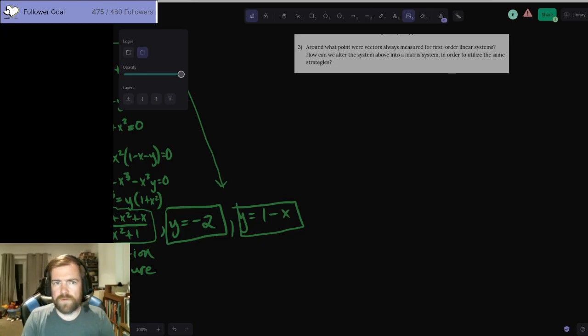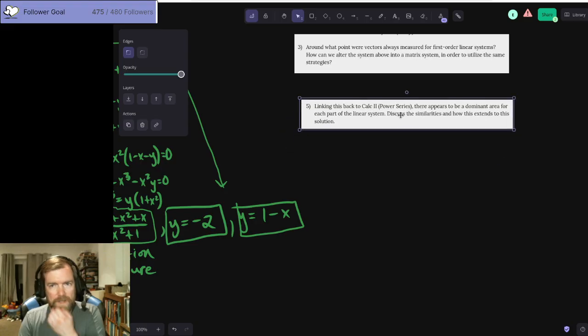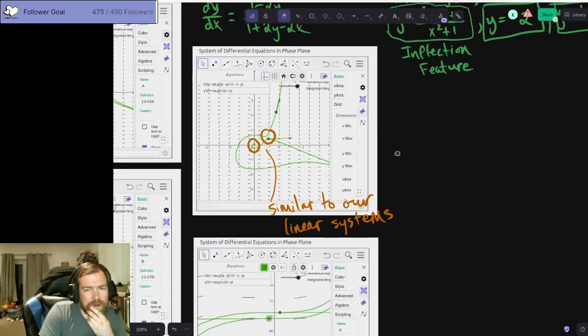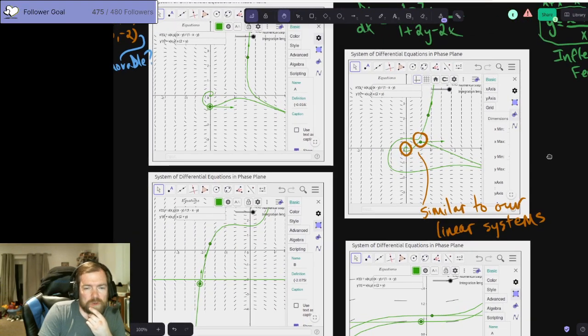Yeah, you know what? Question 5. Okay, 2, 3, 4, 5. So linking all this stuff back to power series in Calc 2, each of these features appears to have sort of a dominant area for the linear system, and again, we'll deal with the math behind it in a little bit, but do you notice anything, I suppose? Or any similarities to the words we use in Calc 2?